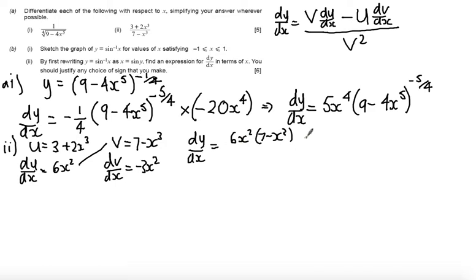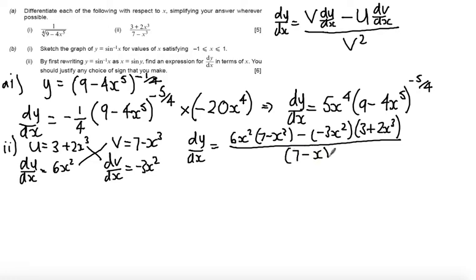minus, I'm going to get minus 3x squared times this, so I'm going to put the minus 3x squared in a bracket for the time being. 3 plus 2x cubed, all over 7 minus x cubed, all squared.